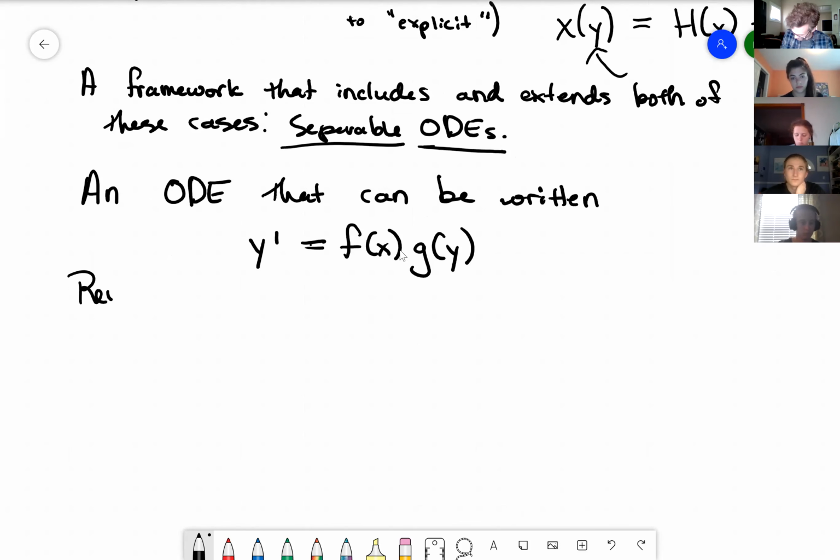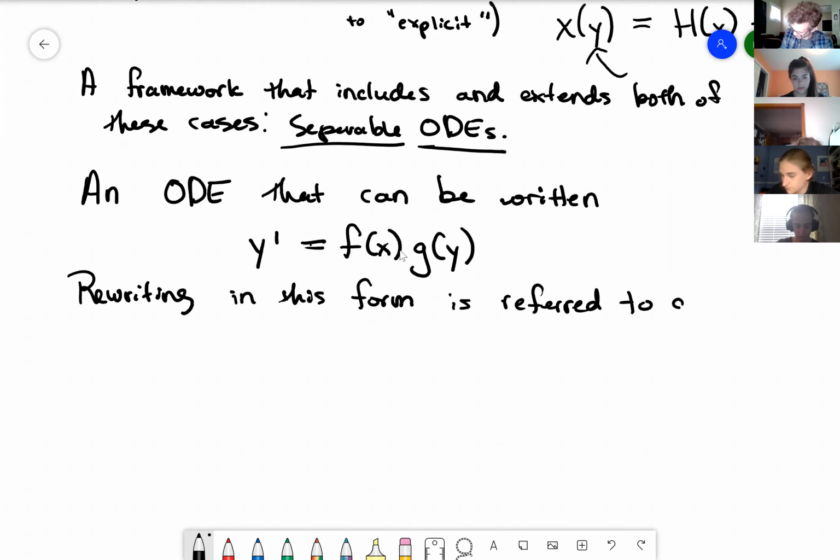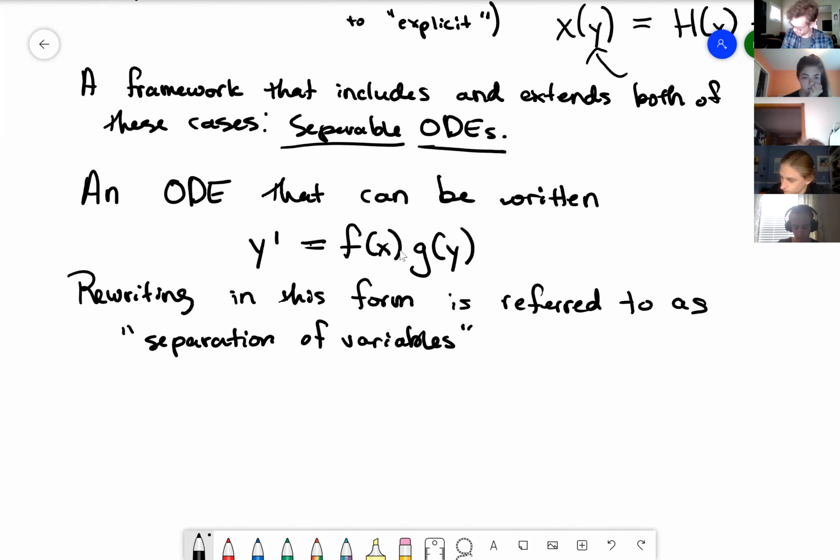So rewriting in this form is called a separation of variables. So if we take an ODE and we write it like this, it's called a separation of variables.